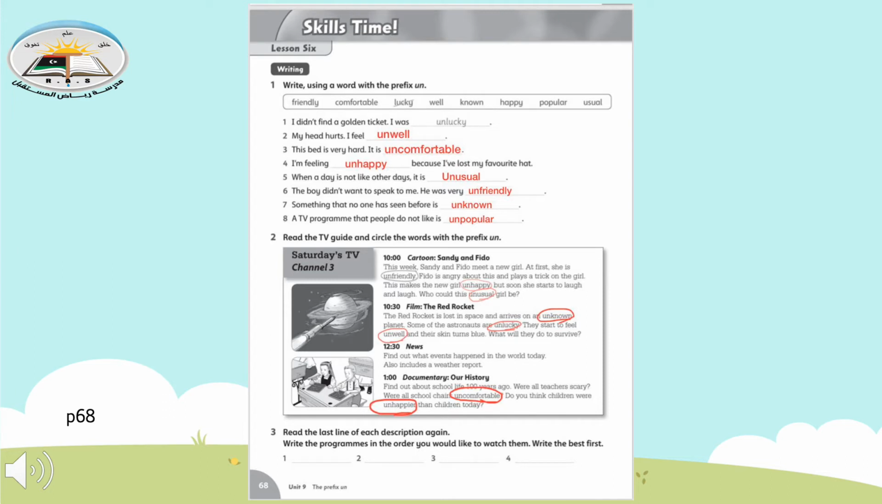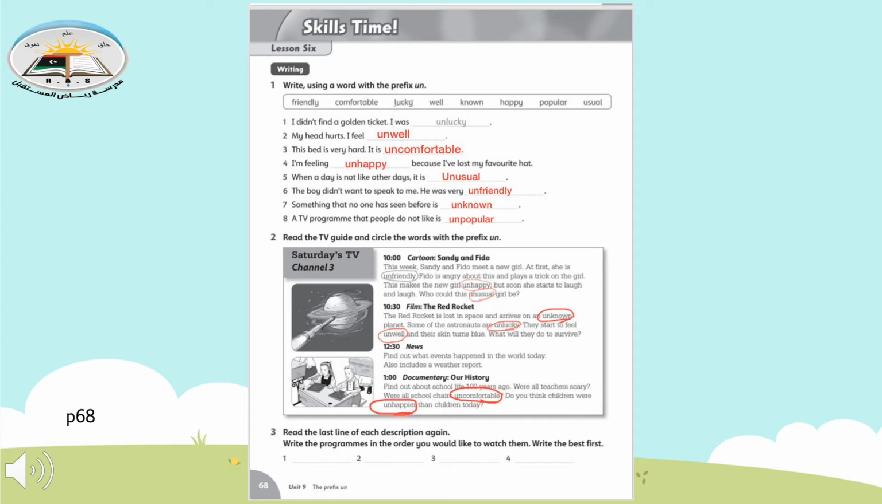Now keep following with me. 10:30 film. The red rocket. The red rocket is lost in space and arrives on an unknown planet. Circle unknown. Some of the astronauts are unlucky. They start to feel unwell. Circle unlucky. Then circle unwell. And their skin turns blue. What will they do to survive? 12:30 news. Find out what events happened in the world today. Also includes a weather report. Here we don't have any words that start with the prefix un.